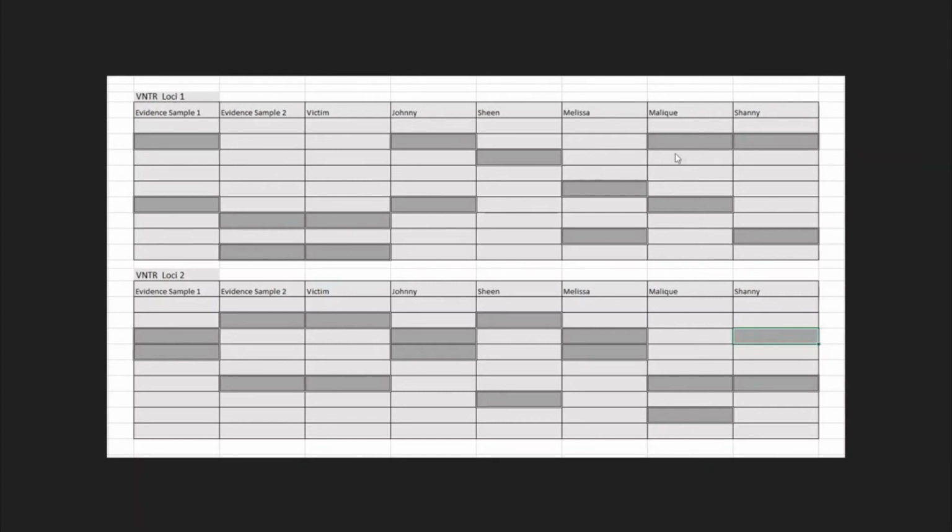One other significant thing to take away from this is that Malik and Shani have an allele that they share at both loci. This makes sense because Shani is Malik's mother, and Shani must donate one allele for each of Malik's genes. So it makes sense that they share one allele at each of these loci.